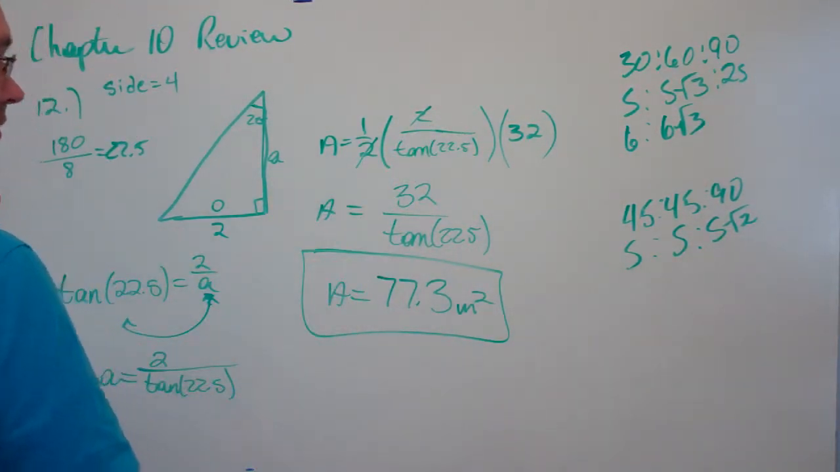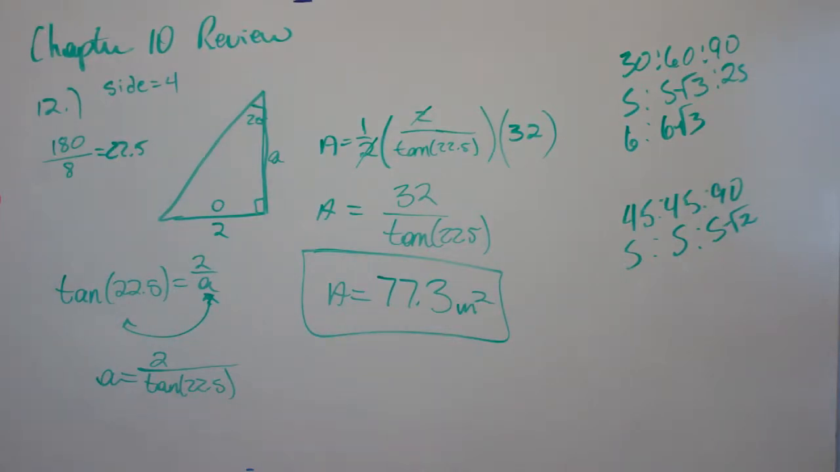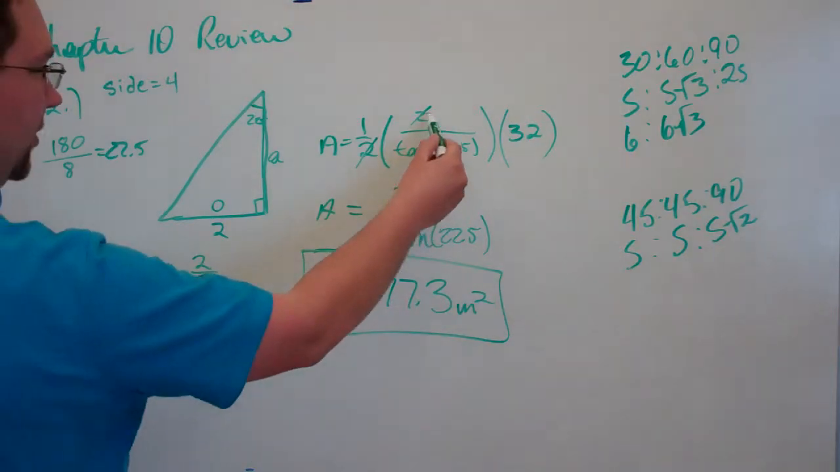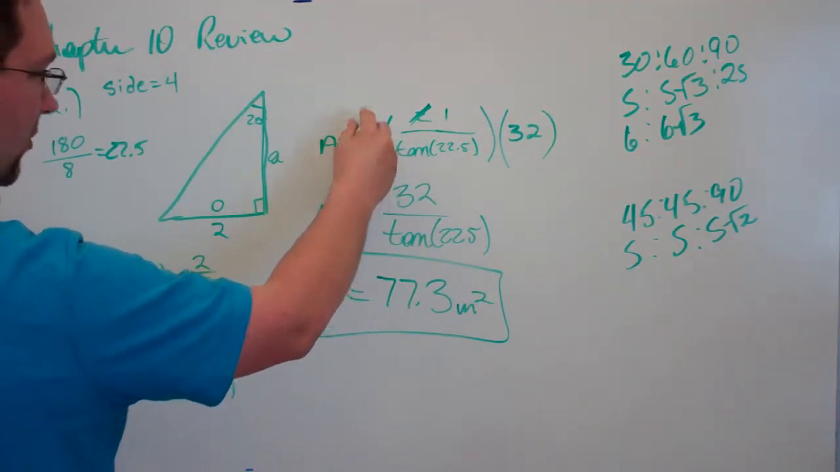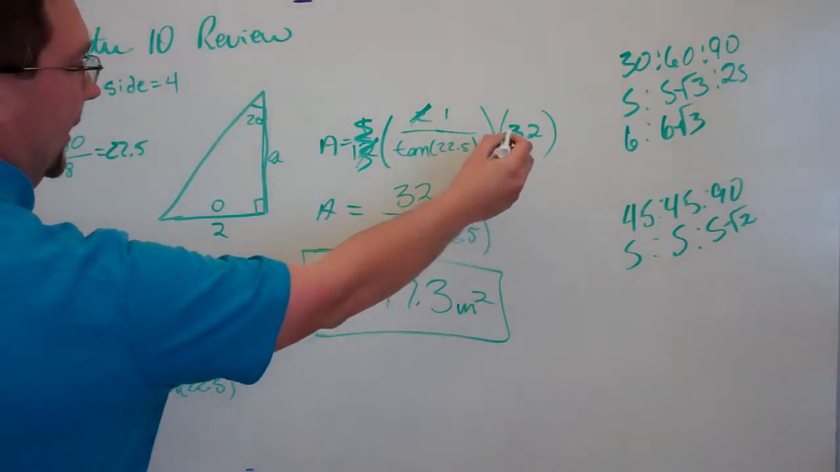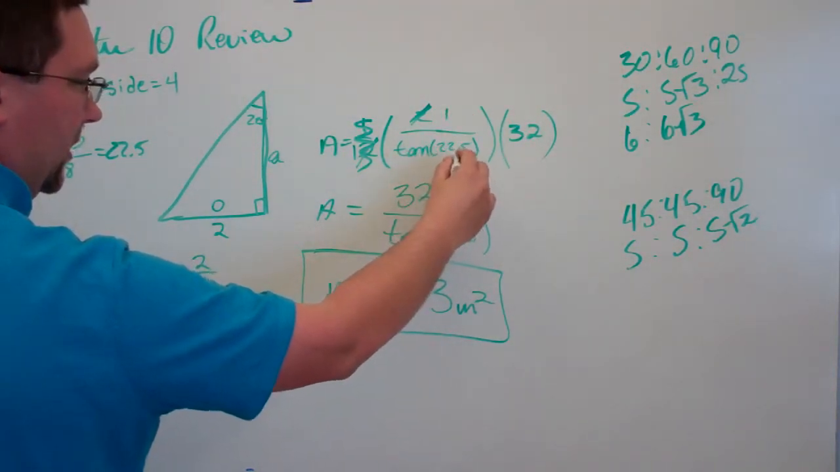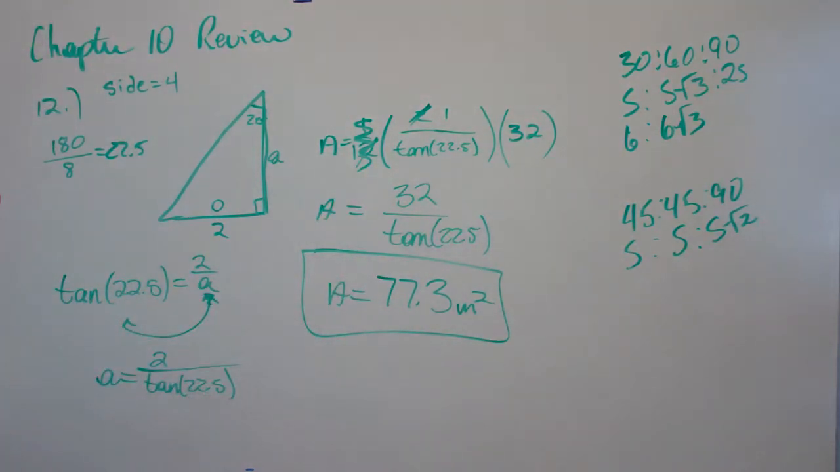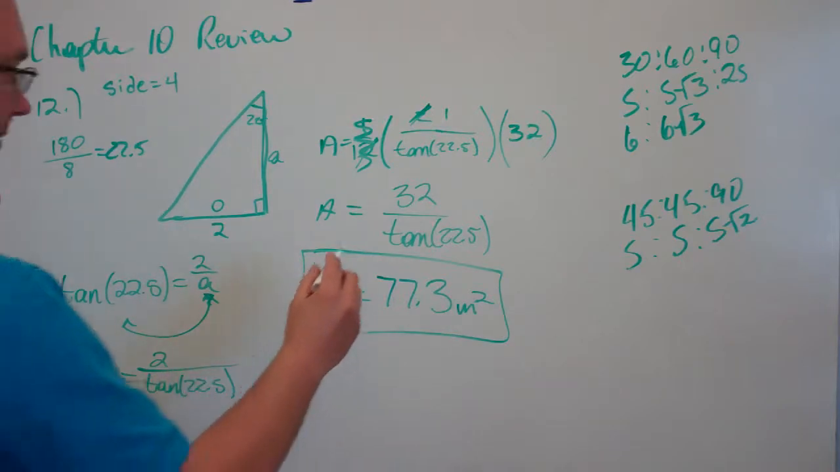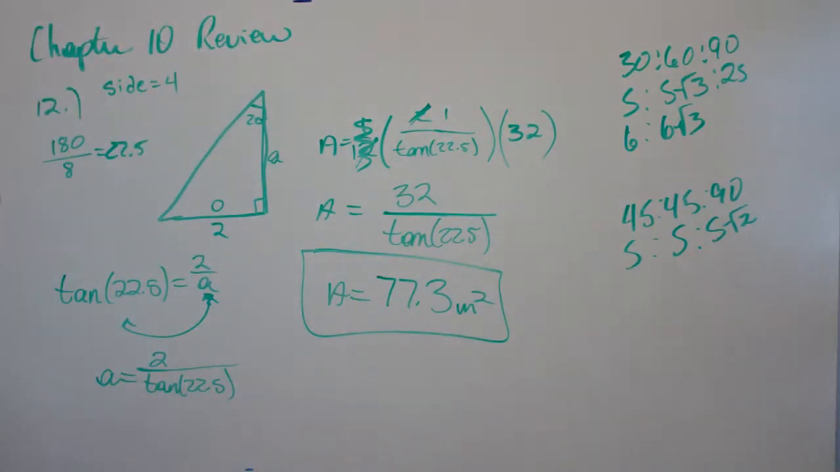I just cross-reduced before I multiplied, because why multiply up just to divide it back down. Okay? So the 2 on the top cancels with the 2 on the bottom, makes that a 1. This becomes 1 over 1, so this is practically gone. And then 1 over the tangent of 22.5 times 32, the 32 just goes to the top of the fraction, and the tangent of 22.5, of course, stays in the bottom. Punch that in the calculator, you get 77.3. Alright? Let's look at 13.